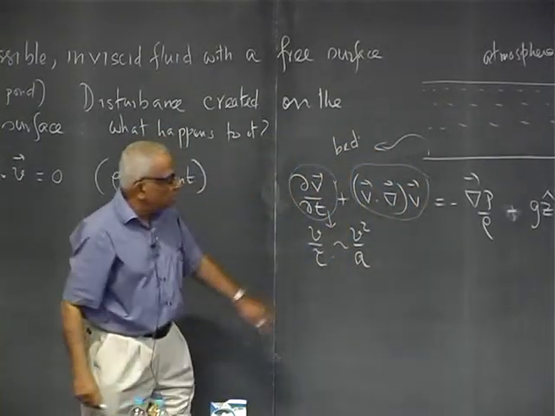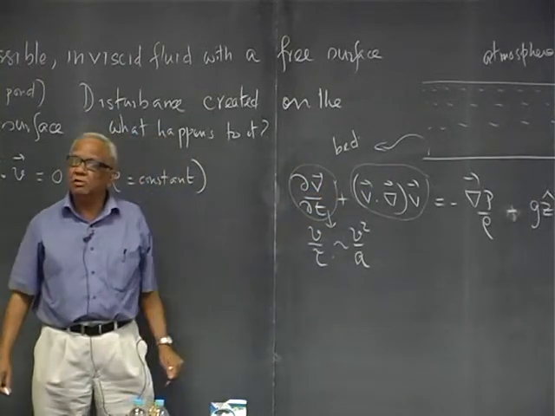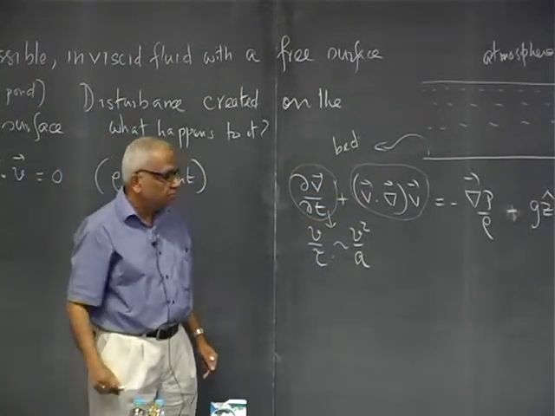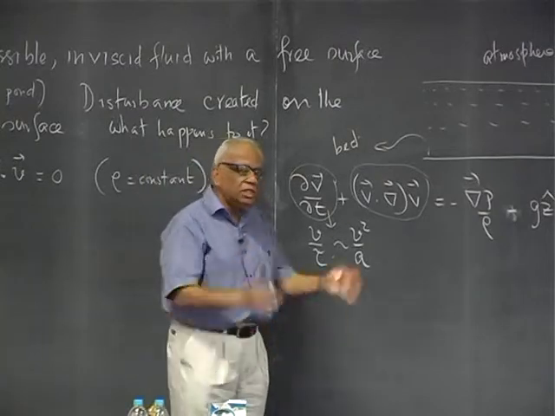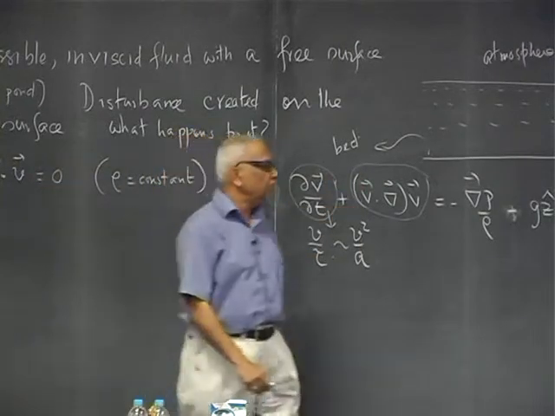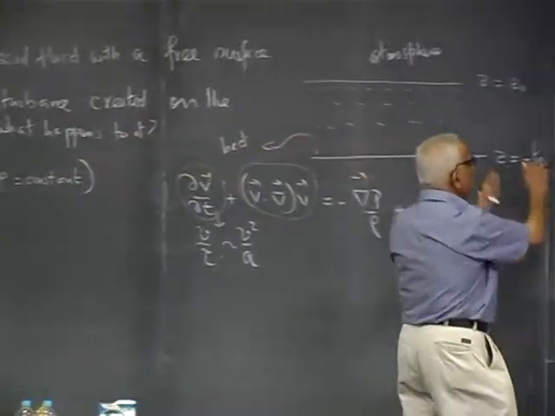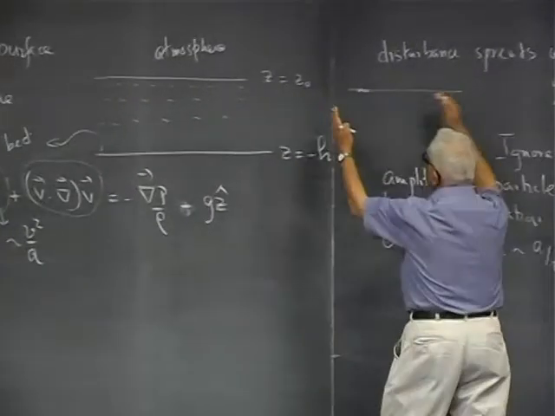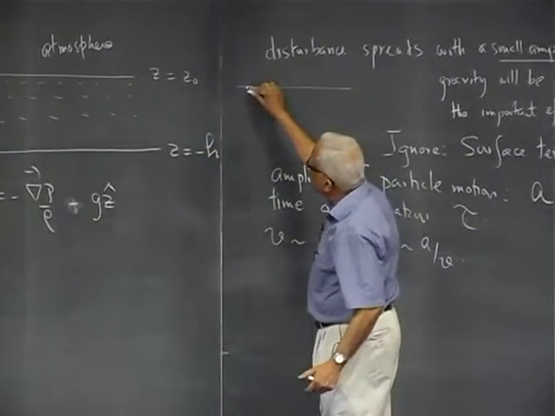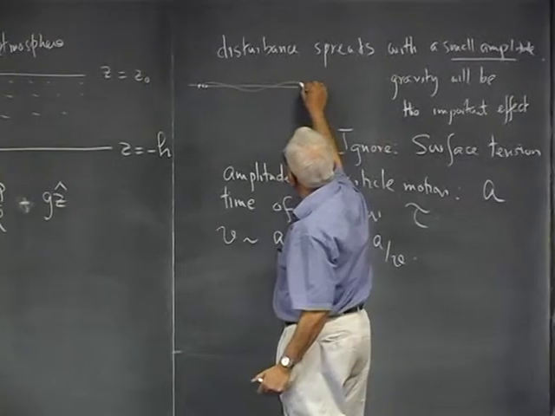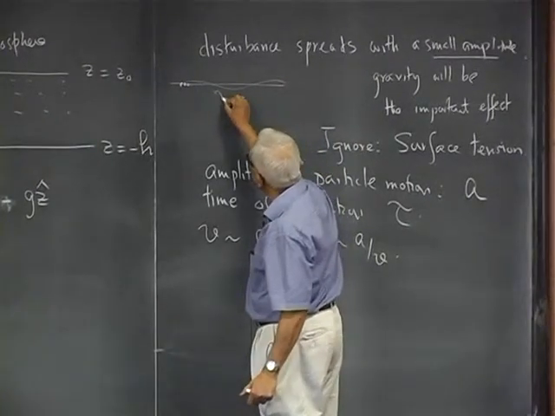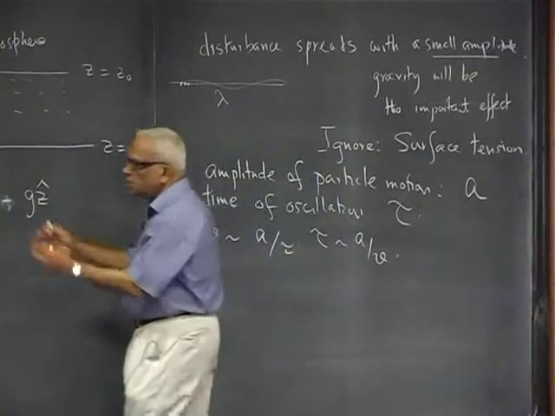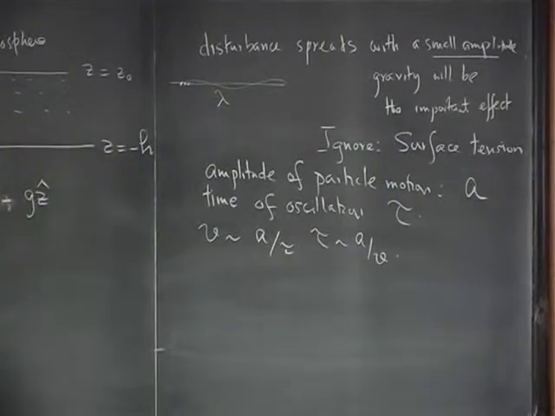I have to make an estimate of V dot grad V, the nonlinear term operating on V. So I need to know over what scale V changes. Here is a wave, a disturbance propagating, and it propagates obviously with some wavelength lambda. So V changes in a distance of order lambda.